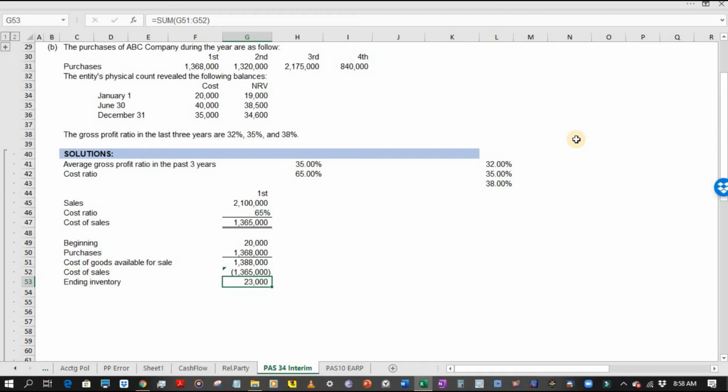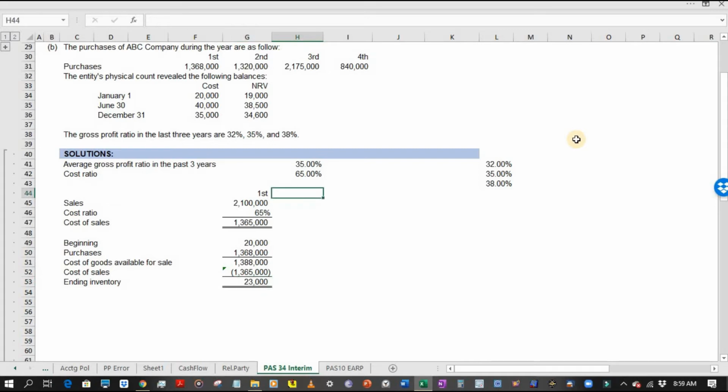So the cost of sales that will appear in the first quarter income statement is 1,365,000 pesos, and the ending inventory that will appear in the statement of financial position as of March 31 of the current year, which is the end of the first quarter, is 23,000 pesos.